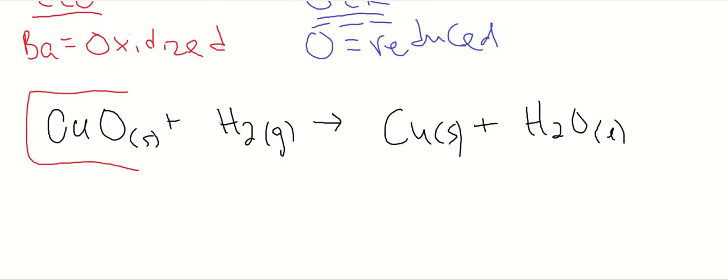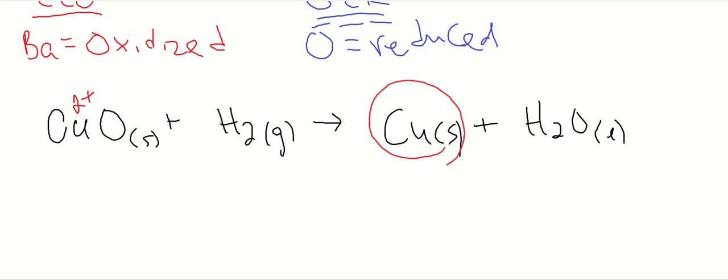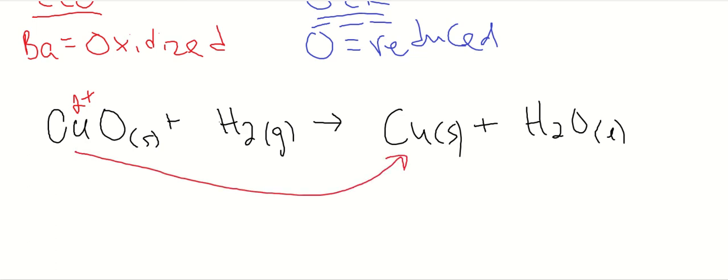In this compound of copper oxide, copper has a 2 positive charge. And over here in the elemental form, copper doesn't have a charge. So how do you go from a 2 positive charge to no charge? It must have gained electrons to become neutral because it has a 2 positive charge. Gaining electrons is reduction. So copper is reduced.